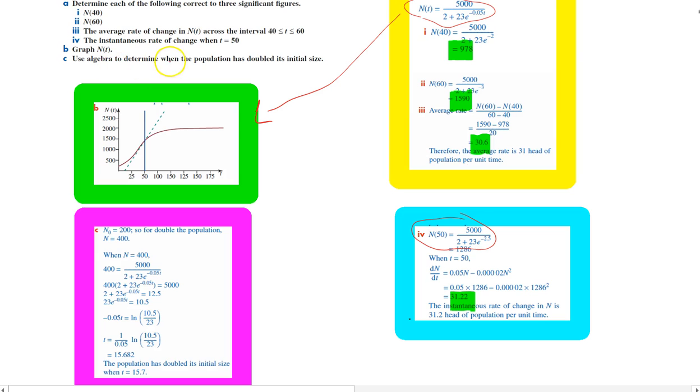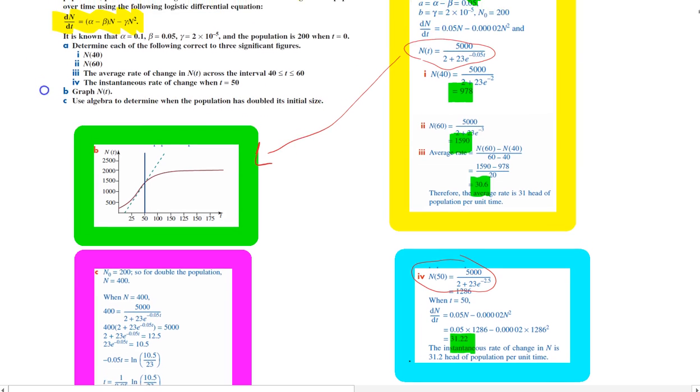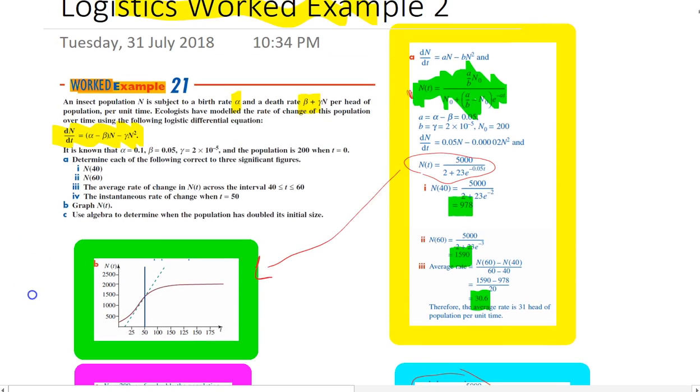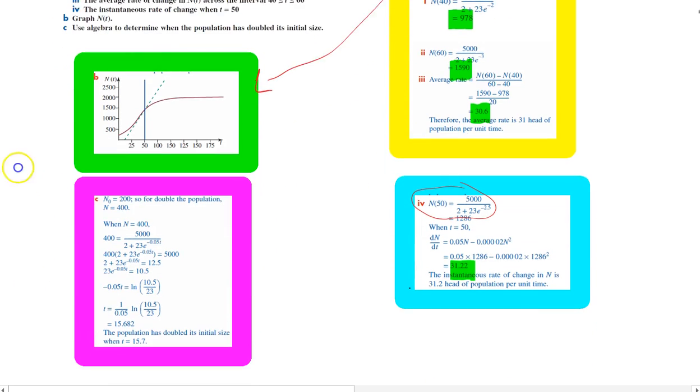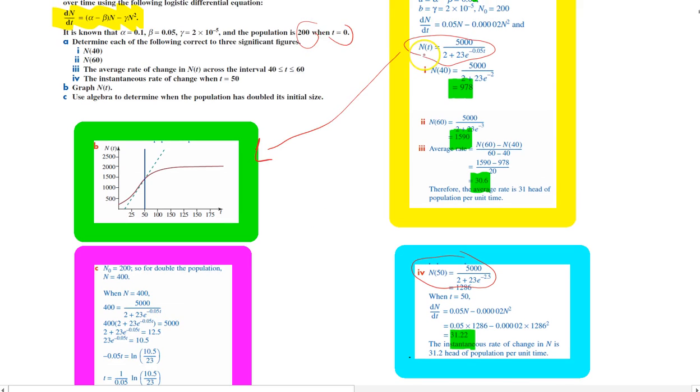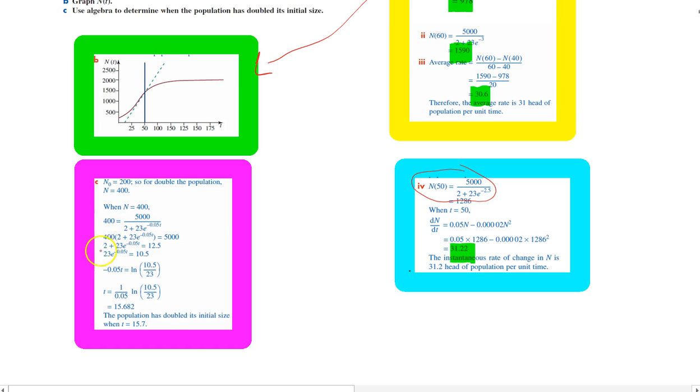And then use algebra to determine when the population has doubled its initial size. So this is, again, very straightforward. The initial size of the population is 200, and we get that from the question itself. And now we just need to know how long until N is equal to 400. So we let N equal 400 in this equation and muck around with it a little bit. It's just a little bit of algebraic manipulation, and there's absolutely nothing interesting about that manipulation. There's some exponentials, there's some natural logs, but I don't need to talk to you about that step by step. And so at time 15.7, or 15.682, the population has doubled its initial size.